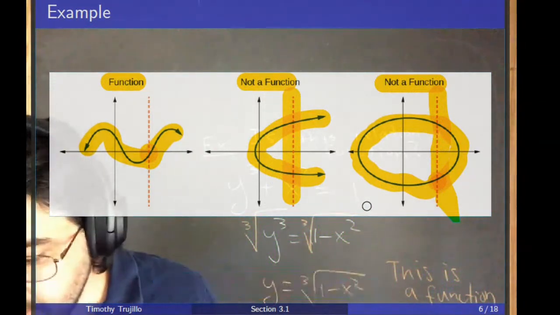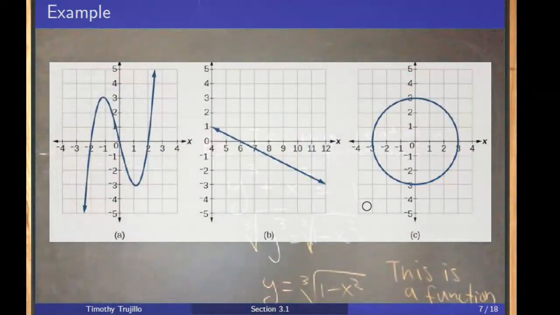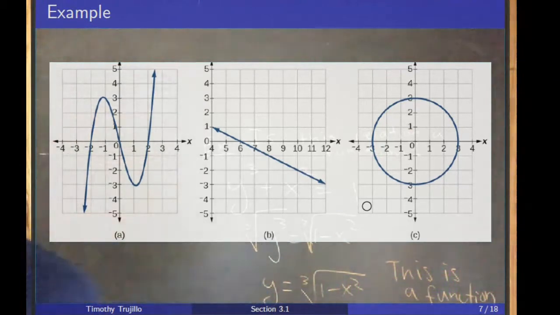Okay, so now that I've said that, let's give you a chance to think about some of these. So here are 3 different graphs. Some of them are functions and some of them are not. Notice they're labeled A, B, and C down there on the bottom.